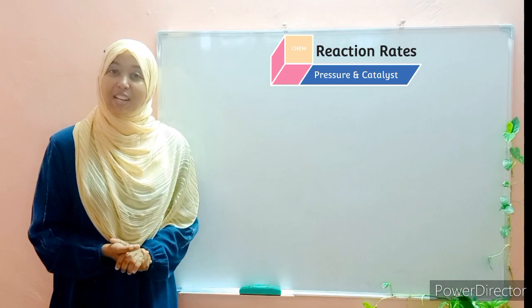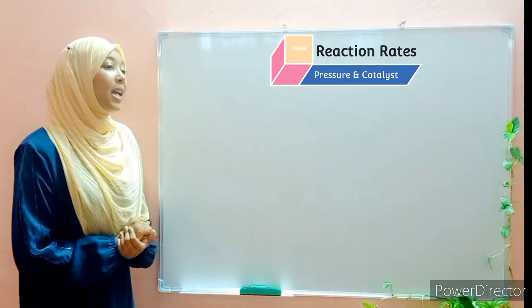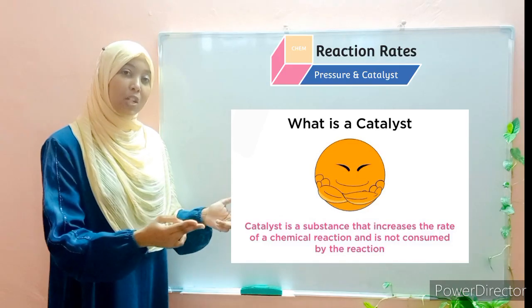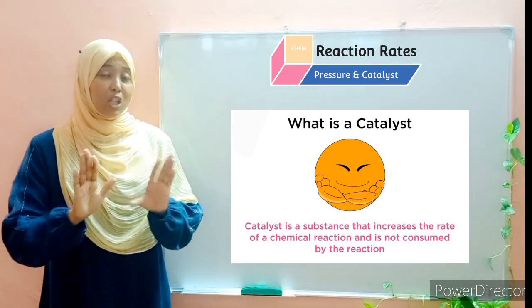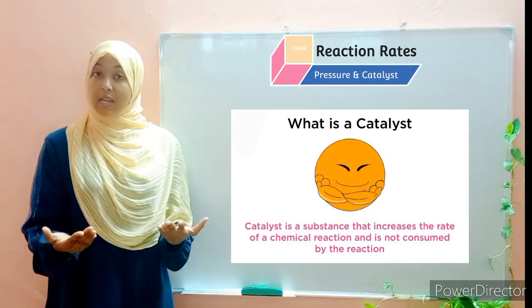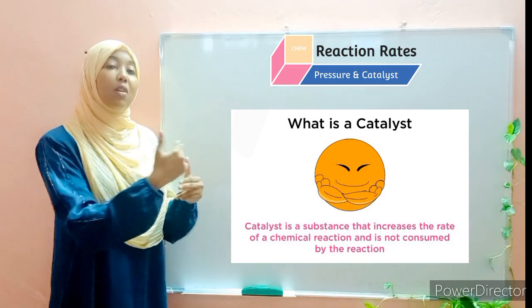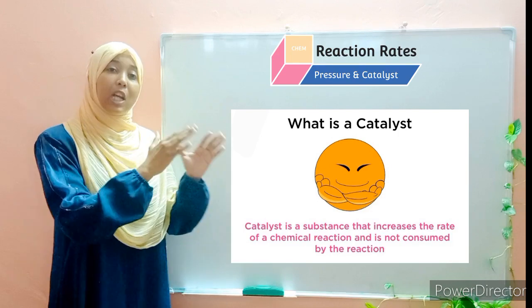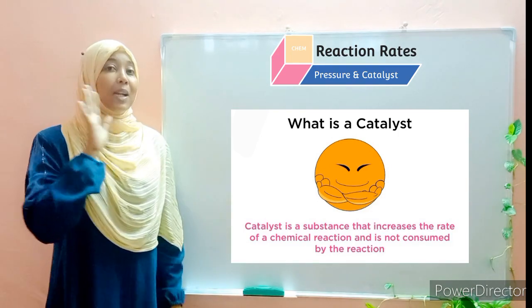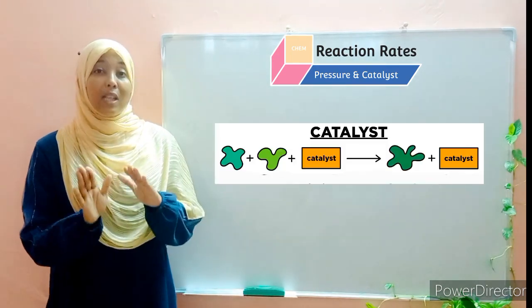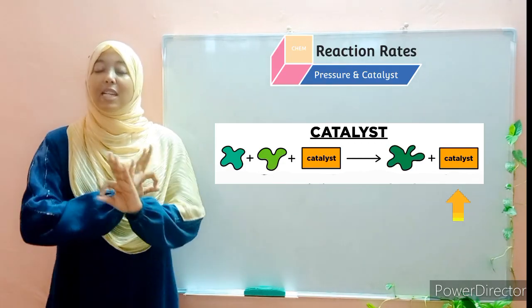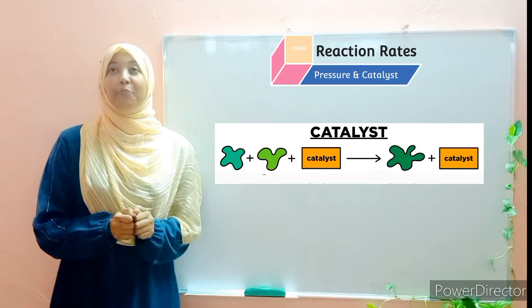Now moving on to the next one, the catalyst. A catalyst is a substance that speeds up the rate of a reaction but remains chemically unchanged at the end. That means that a catalyst speeds the rate at which a reaction takes place, ensuring that it occurs within a shorter period of time. But at the end of that reaction, the way the catalyst was at the beginning is the way it will be at the end. It has not changed at all.